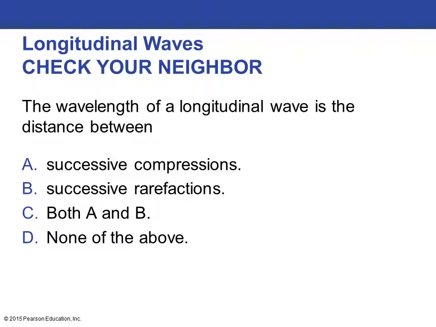Question: the wavelength of a longitudinal wave is the distance between successive compressions, successive rarefactions, both A and B, or none of the above. The answer is both A and B. So just like your wavelength in a transverse wave, where you could measure between successive troughs or successive crests, any identical points, it's the same thing in a longitudinal wave. You're measuring between any identical points in the wave.